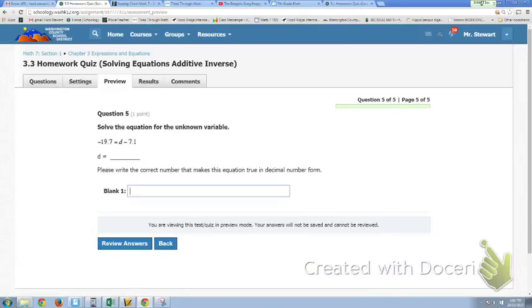Okay, getting kind of long here, so I'm just going to say this. Just make sure you're typing in correctly. Solve for the equation's unknown variable. The equation reads negative 19 7/10 is equal to D minus 7 1/10. What is D equal to? And then please write the correct number that makes this equation true in decimal form. So you're not going to want to write it in fraction form, but in decimal form.